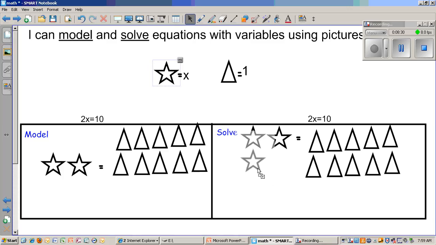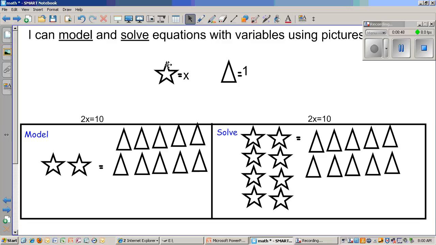Let's take 4, 5, oh, excuse me, 6, 8, and 9, and 10. So here I have 1, 2, 3, 4, 5, 6, 7, 8, 9, 10. Here I have 1, 2, 3, 4, 5, 6, 7, 8, 9, 10. So the question is, now that they're equal, what is x going to be equal to?